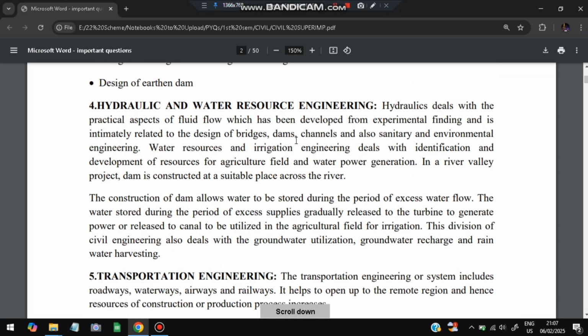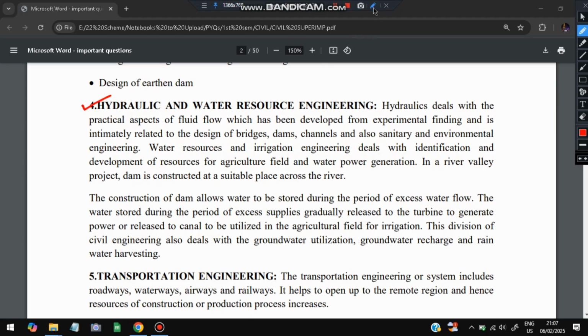Next is hydraulic and water resource engineering. In this, we study how the water resources are present, where building dams will give us the most benefit, how the water is to be stored, what is to be done if excess water comes, and how groundwater is to be utilized. All those things related to water come under civil engineering.